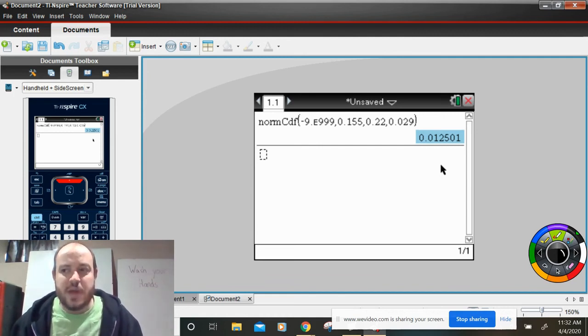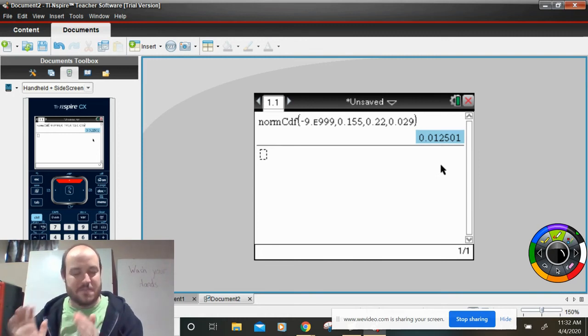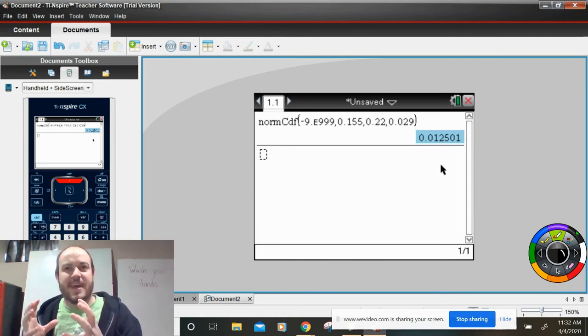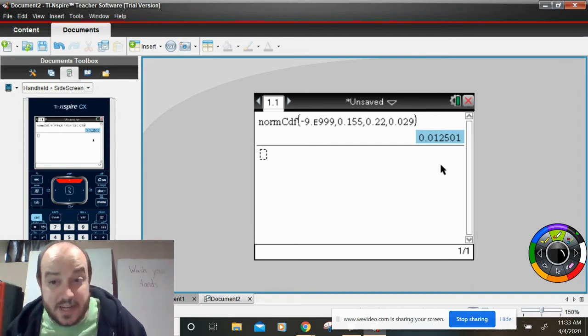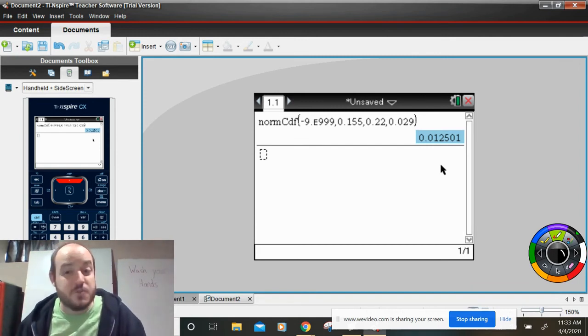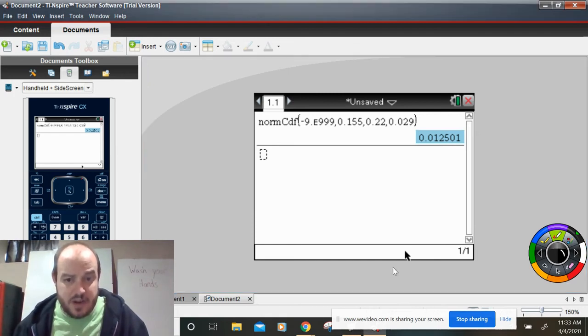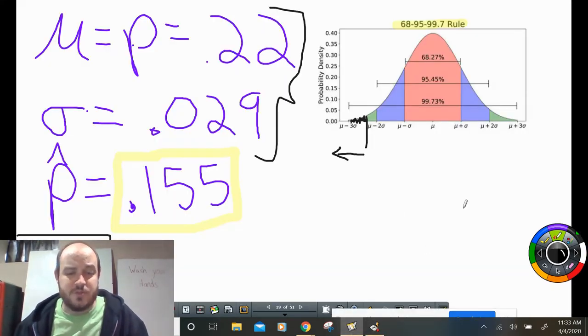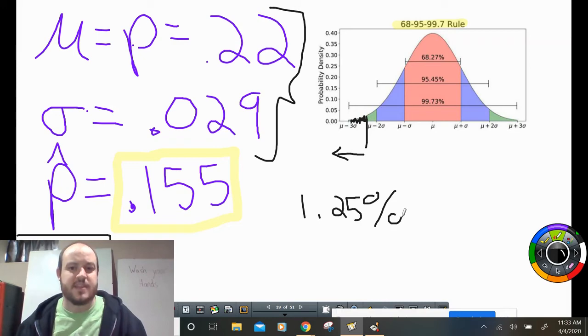All right. So that means that if I went out and collected a sample of 200 girls, the fact that we got 0.155 should only happen 1% of the time. I mean, technically 1.25% of the time if you want to get stingy. But that's incredibly small. All right. So 1.25 would be our normal CDF answer. All right. So that's the percent chance that we would get this sample.